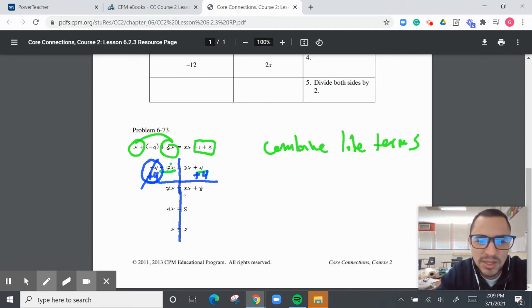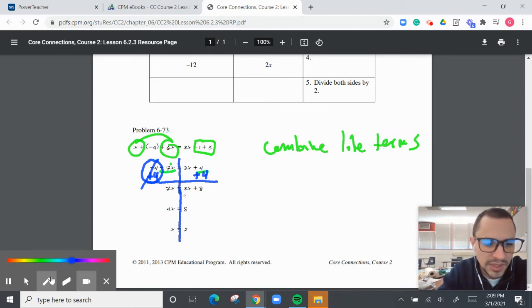And then I have 7x equals 3x plus 8. All right, and then what do I do? Well, I'm going to use red. And then I have this 3x, and there's no more 3x down here. There's no more 3x.